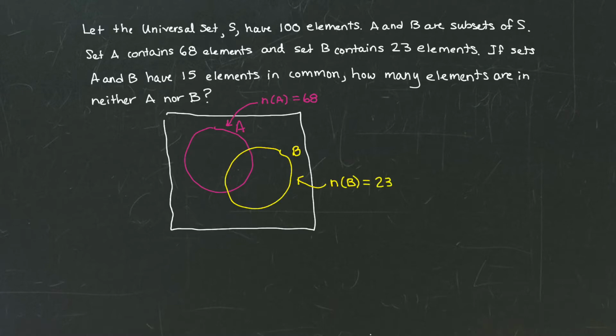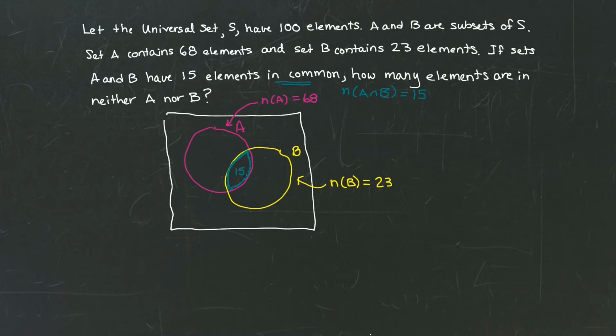We also know that there's 15 elements in common. Where is the intersection? In common means intersection. And where is the intersection for A and B? It's the place where the yellow circle and the pink circle meet. So the intersection is right here on the inside part. How many elements lie there? 15 elements lie there. I can write it as the number of elements in A intersect B is 15.